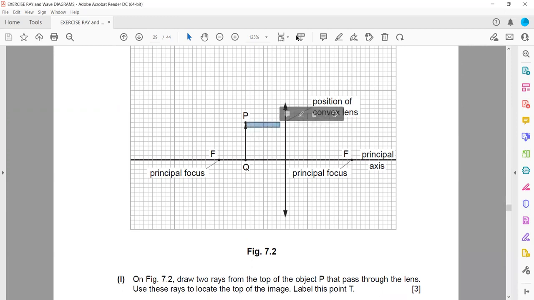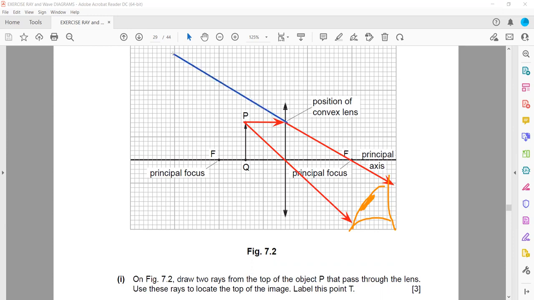So first, the parallel light ray will pass through the focus. One through the optical center will pass straight. These two light rays never meet. So we will look from this side, and our brain recreates these two light rays backward. So the position where the two light rays intersect is the position where the image will form, and we have to label that point as T.